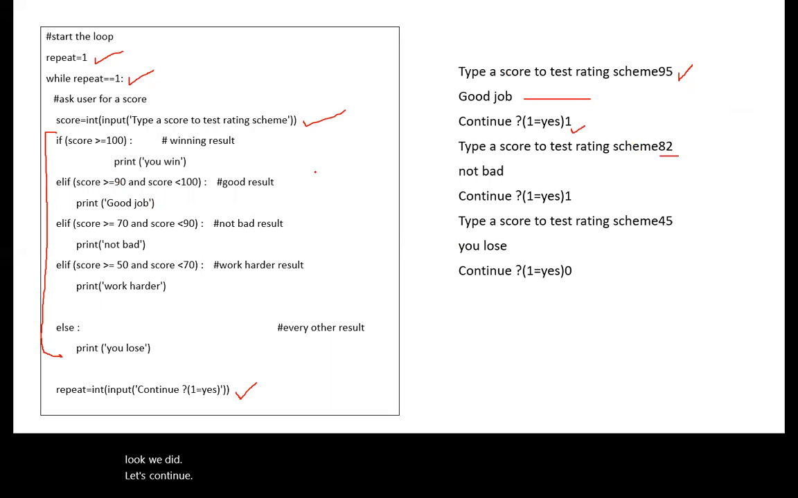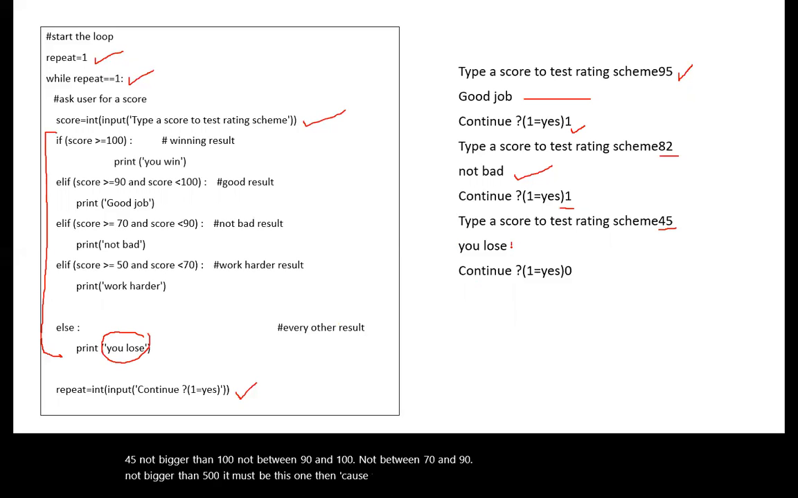82. 82, not bigger than 100, not between 90 and 100. Oh, it's between 70 and 90. We should say not bad. And we did. Let's continue. 45, not bigger than 100, not between 90 and 100, not between 70 and 90, not bigger than 50. Oh, it must be this one then, because that's every other situation, and there's the you lose. And that's good enough for us.